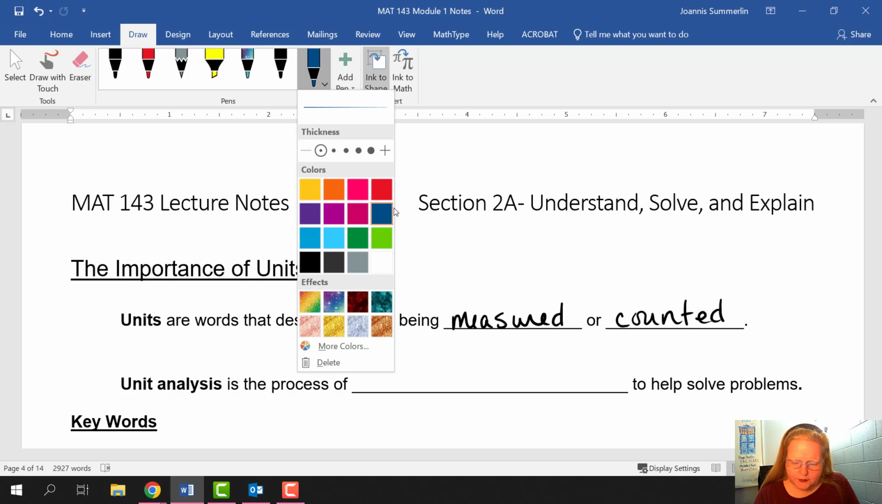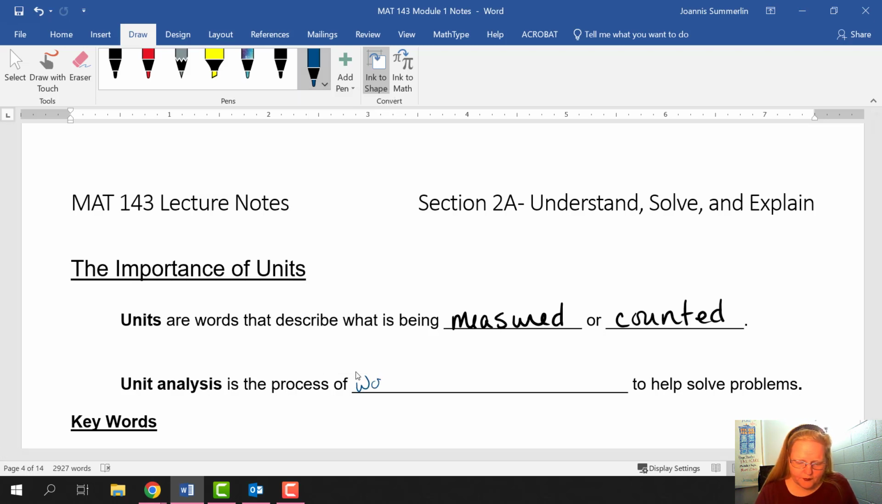Try again. Unit analysis is the process of working with units.